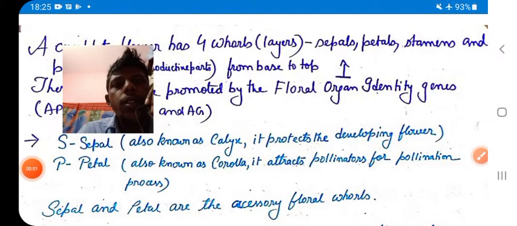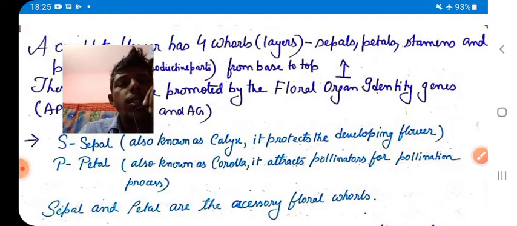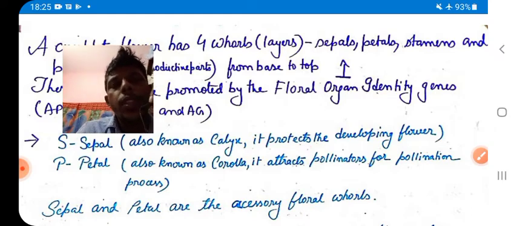So, today I'm going to discuss the other part of the flower encoding genes for flower development: how the whole flower, or the layers of the flower, developed with the help of the floral organ identity genes. Let us see. So, let's get started now.